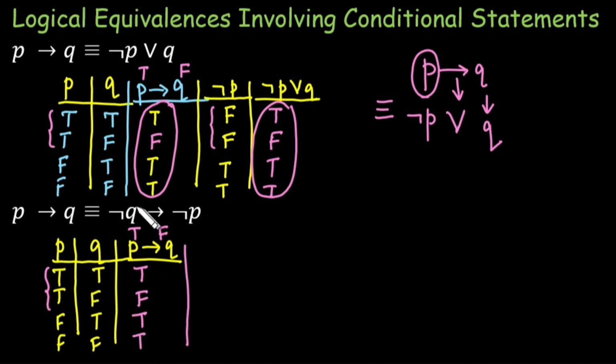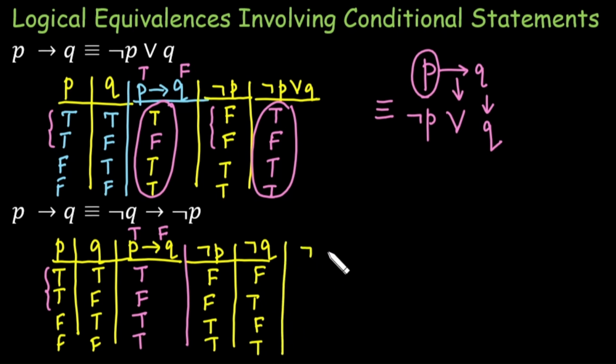Now for the right hand side, we need not Q, not P. Not P is these two false, then two true. Not Q is the alternative of this one. If it is true, then it is false. And if it is false, then it is true.